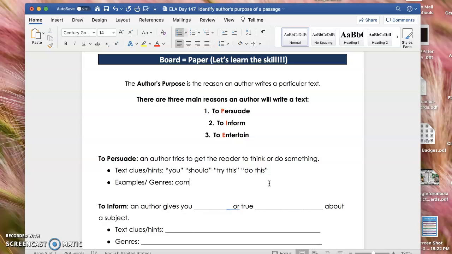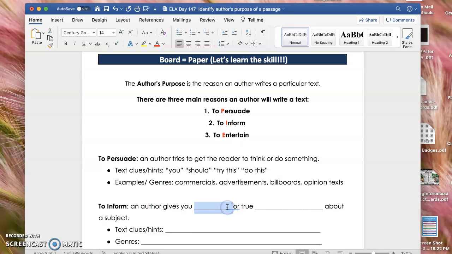And so remember we said things like commercials, advertisements, right? We also think of billboards. I know that was one that we didn't discuss yesterday. And then also opinion text. And then reviews, like if you have a review of a product. Okay, good. So let's move on to inform.